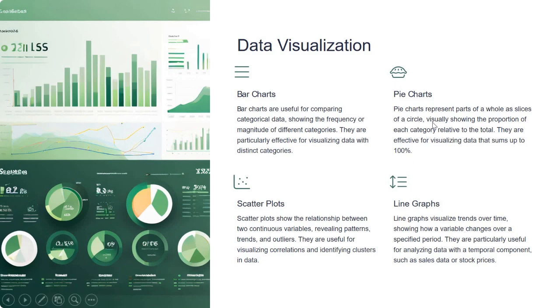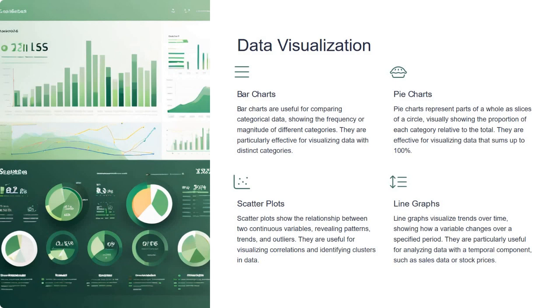Pie charts represent parts of a whole as slices of a circle, visually showing the proportion of each category relative to the total. They are effective for visualizing data that sums up to 100%.